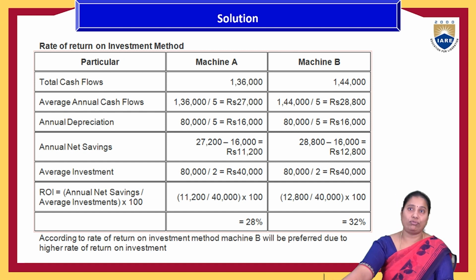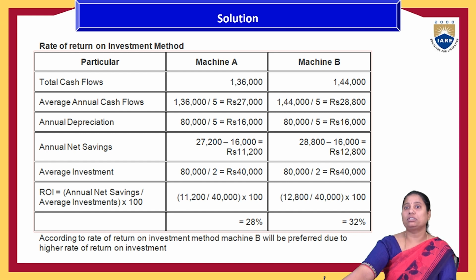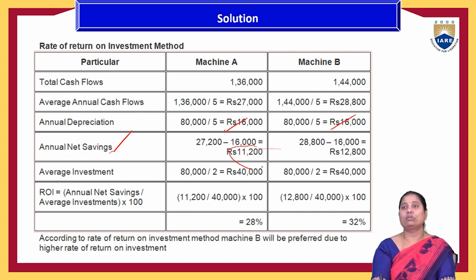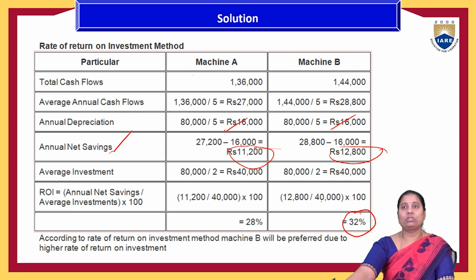Machine A is better than machine B by payback, but based on the average annual cash flows, the average annual cash flow for machine A over the 5 years is 27,000, and for machine B it is 28,800. The depreciation for both machines is the same, because of the same cost and the same number of years, 16,000. The annual net savings from machine A is 11,200 and from machine B is 12,800. As per the payback period, machine A was good, but as per the average rate of return, machine B's average rate of return is more than machine A's.